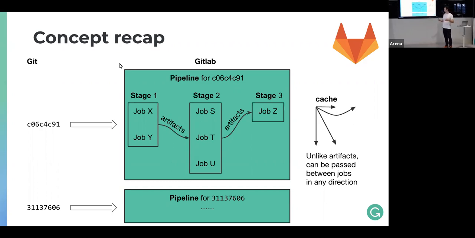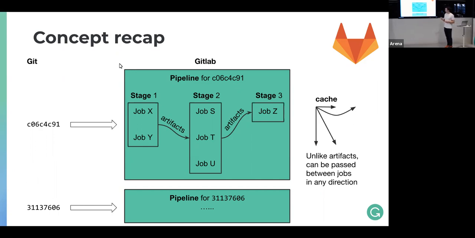A pipeline consists of stages. Stages run sequentially, one after another. Inside each stage, you define jobs that run in parallel to one another. Now, artifacts can be passed only between jobs of different stages. For example, in job T, you cannot depend on artifacts from job S, but you can depend on artifacts from jobs X and Y. And in job Z, you can depend on artifacts from every job that was executed previously.